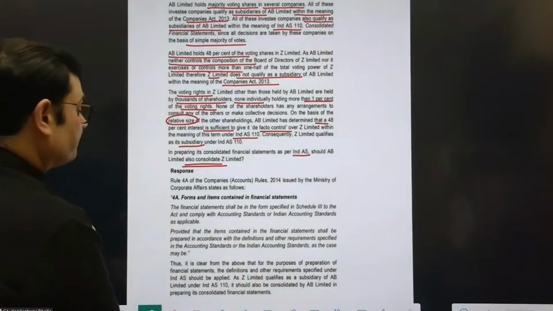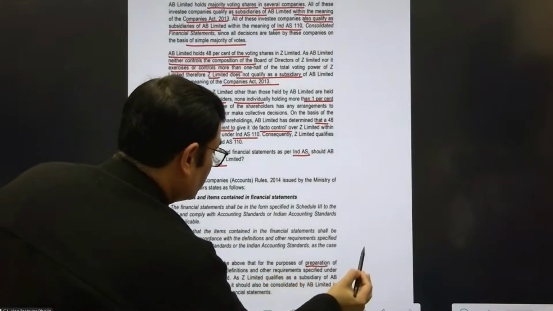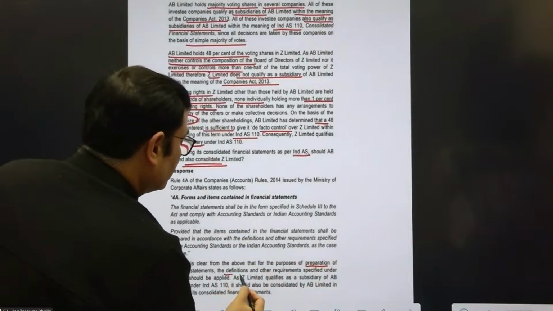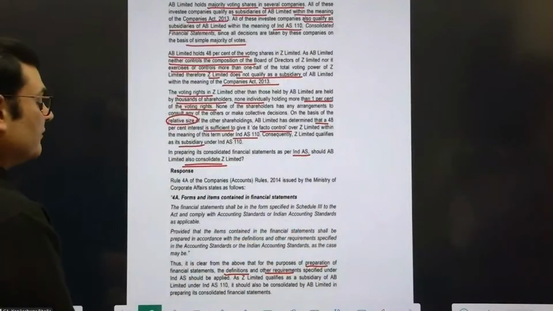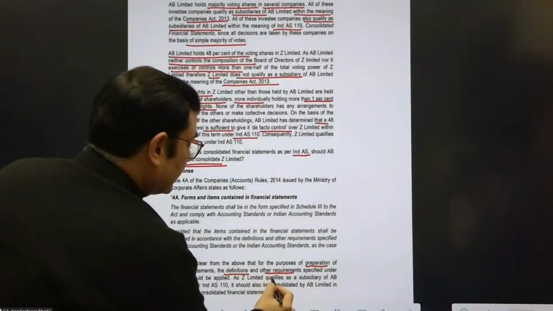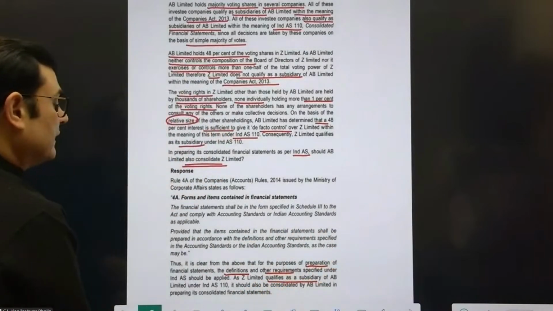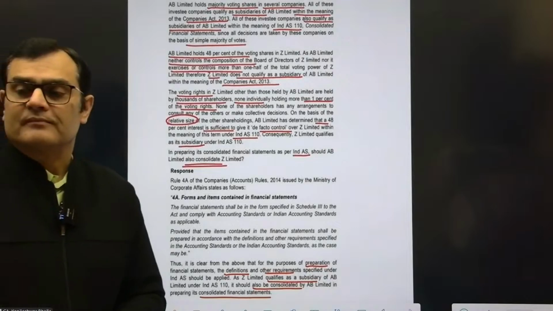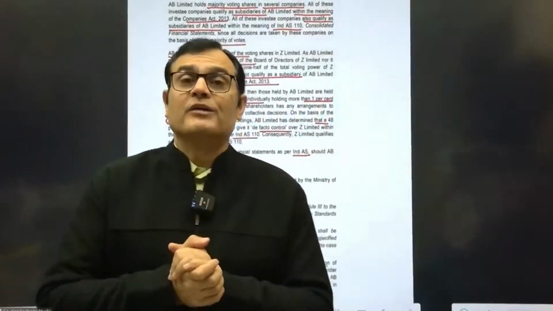I'm just going below. Thus, it is clear from the above that for the purpose of preparation of financial statements, the definitions and other requirements which are given in Ind AS are applied. Z qualifies as a subsidiary and it should also be consolidated in preparing the consolidated financial statements. I hope, friends, I have given you the insights now on the clarification. So what we have covered so far, we have covered one basic principle which I started off with.